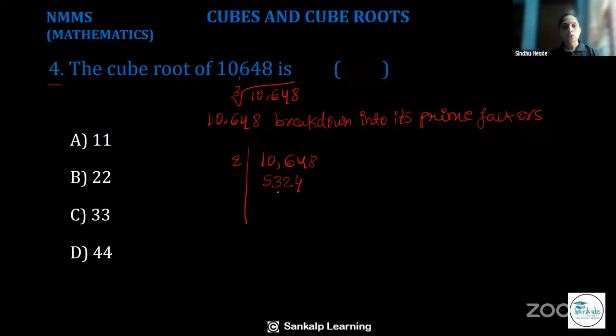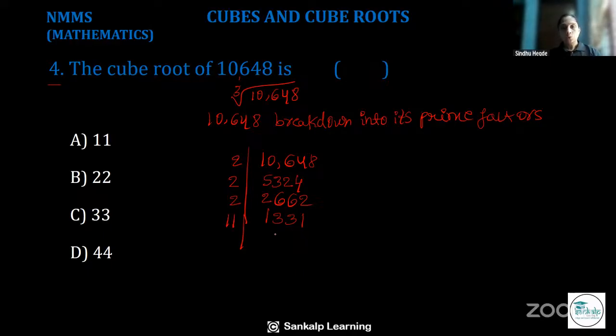Again, this 5,324 is divided by 2. We get 2,662. 2,662 into 2 gives 5,324. Then again this 2,662 divided by 2. We get 2 ones are 2, 2 threes are 6, 2 threes are 6, and again 2 ones are 2. So now the number is 1,331. The least prime factor of that is 11.